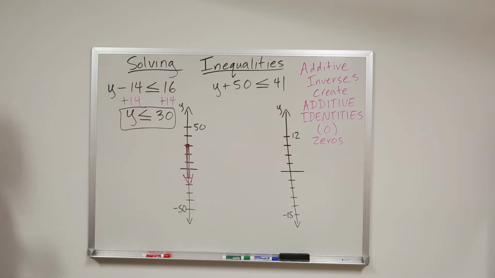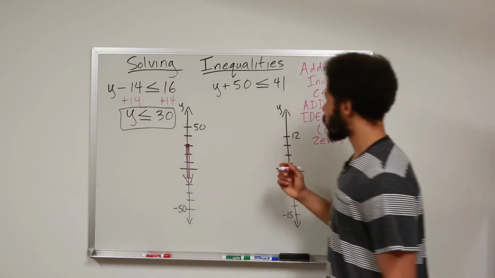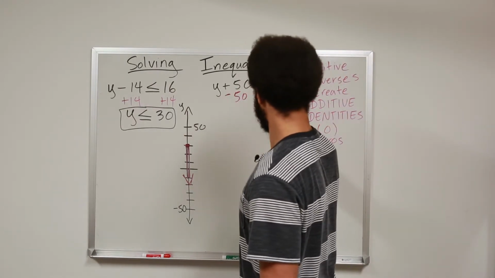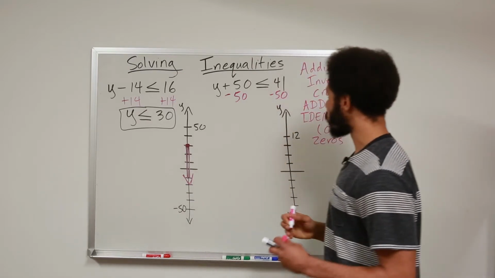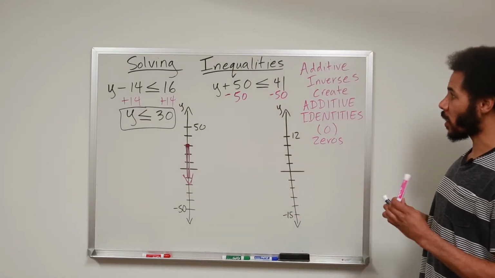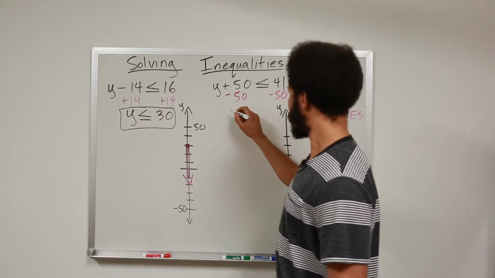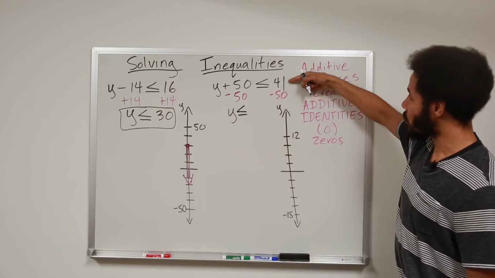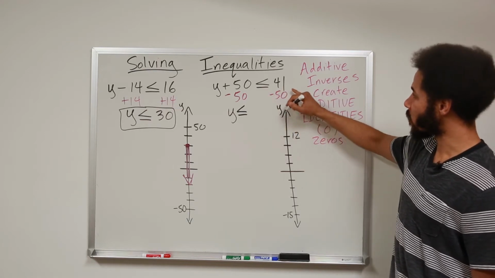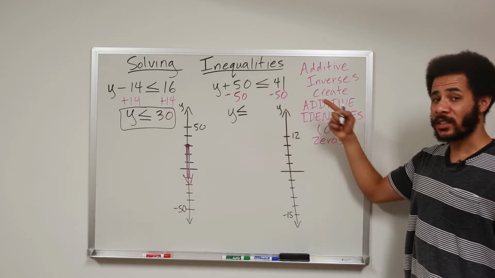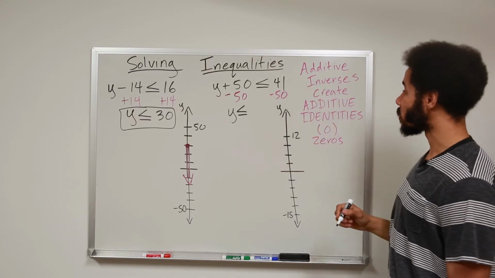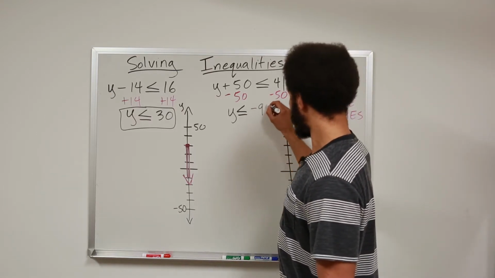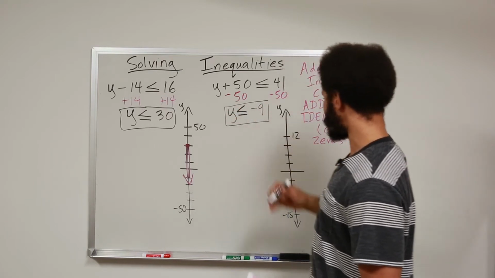Moving to the other side. To make a 0, we need to subtract 50 here. And subtract 50 on the other side. We now have y plus or minus 0. Y is less than or equal to. We have negative 50, positive 41. There's more negatives than positives. Negative 50 has a greater absolute value than positive 41. And we're going to have a negative 9. Y is less than or equal to negative 9.